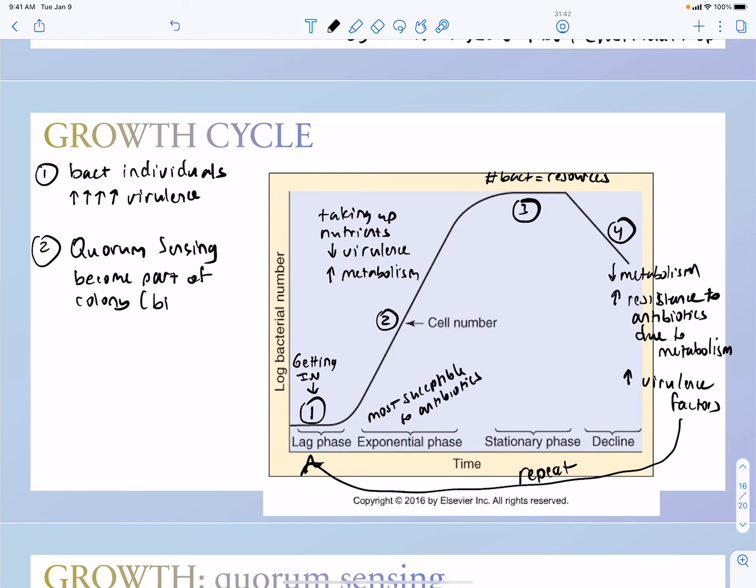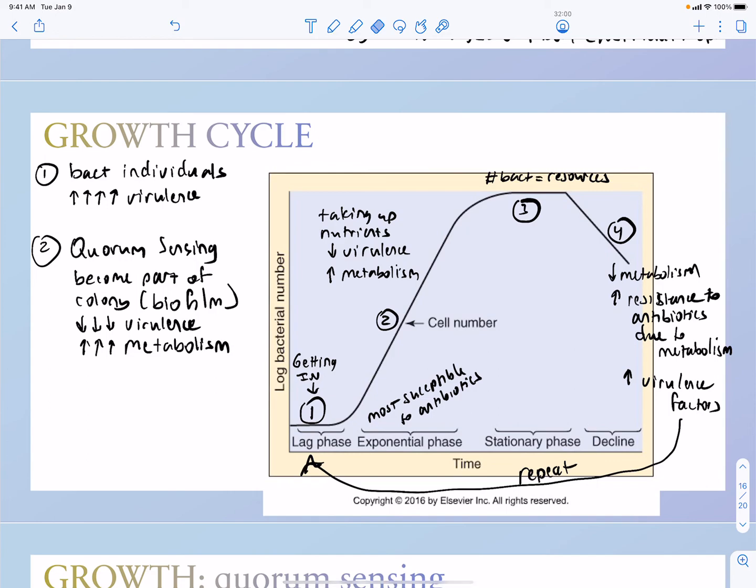And this is also referred to as a biofilm. And so here they are going to decrease their virulence factors. They don't need them anymore. They're part of this group. And they're going to increase metabolism and work for the colony.